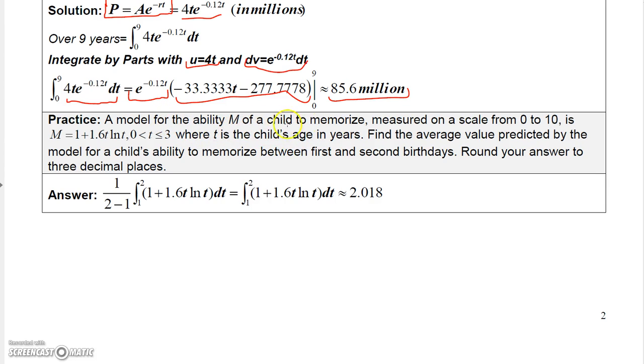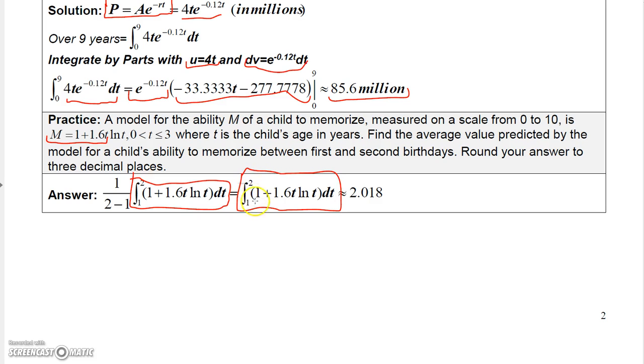Here's another example. It says the model for the ability of a child to memorize, measured on a scale of 0 to 10, is given by this function, where t is the child's age in years. Find the average value predicted by the model for a child's ability to memorize between the first and second birthdays. Well, the average value, remember, you integrate the function over the interval, so we would integrate the function from year 1 to year 2, and then we would divide by the length of the interval, which is actually just 1. So we end up just evaluating this integral.